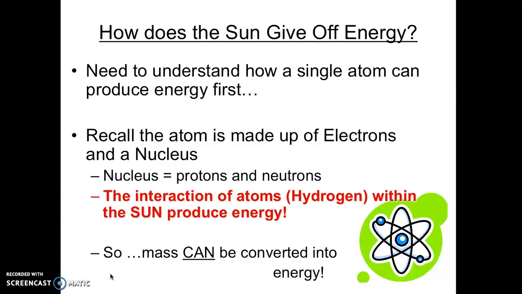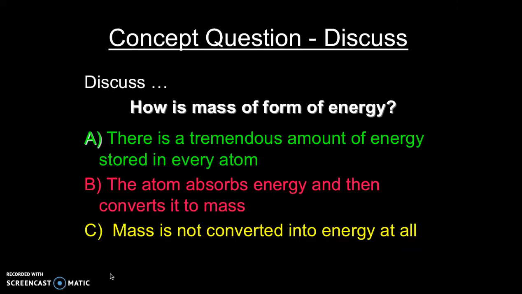What's neat about this is that it shows that mass can be converted into energy. Going back to Einstein's famous equation, E equals mc squared, what he's saying in that equation is that energy can come from mass, and that's what's happening in these thermonuclear reactions. So how could this happen? Think for a moment, how is mass in a form of energy? Okay, so how do we get energy from mass?